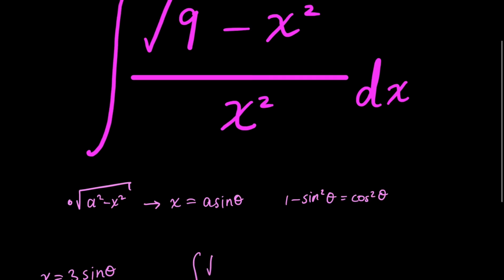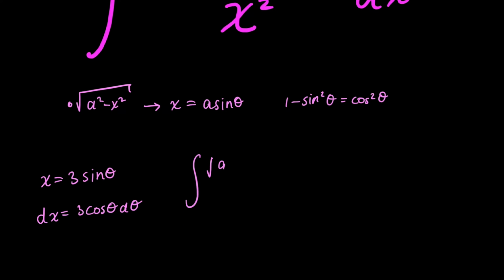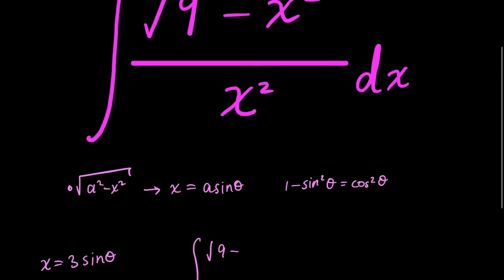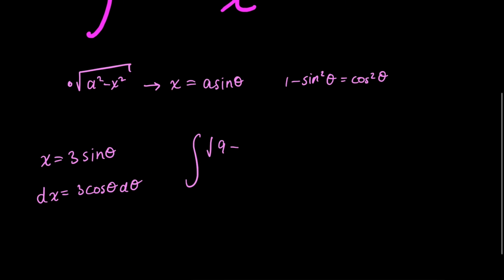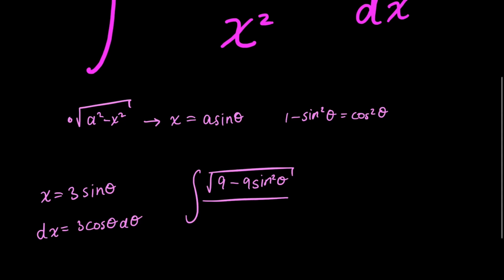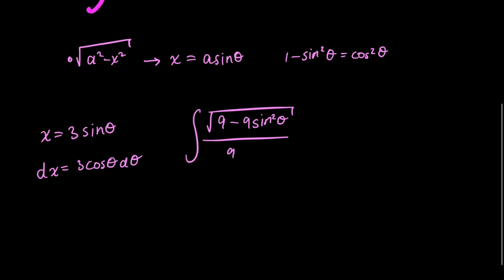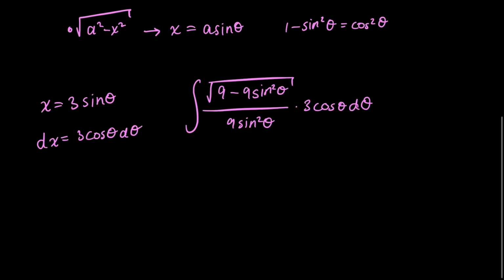So I'll have the square root of 9 minus x squared, where x is 3 sine theta, so this is 9 sine squared theta. And then I have an x squared in the denominator too, so that's 9 sine squared theta as well. And then of course I multiply by the dx term, which is 3 cosine theta d theta. And now I have to simplify things and clean it up.